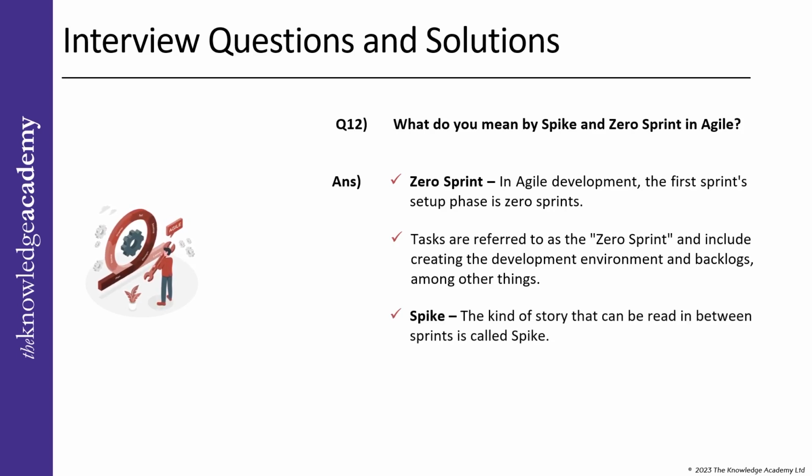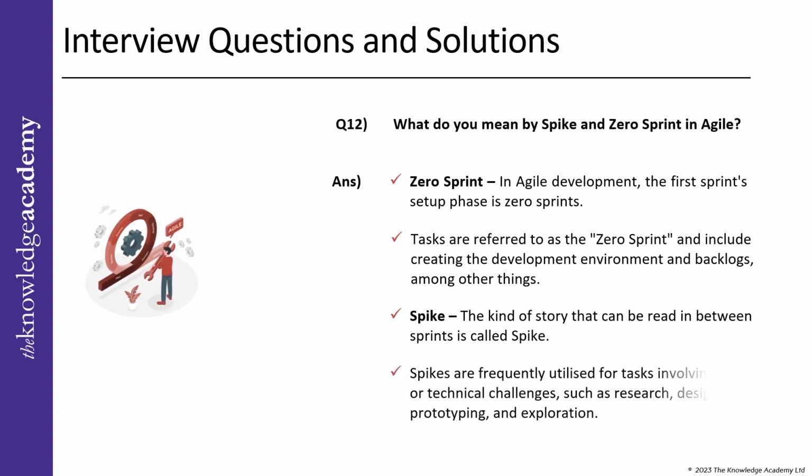Now coming to spike. A kind of story that can be run in between sprints is called a spike. Spikes are frequently utilized for tasks involving design or technical challenges such as research, design, prototyping, and exploration. Spikes come in 2 varieties: technical spikes and functional spikes.